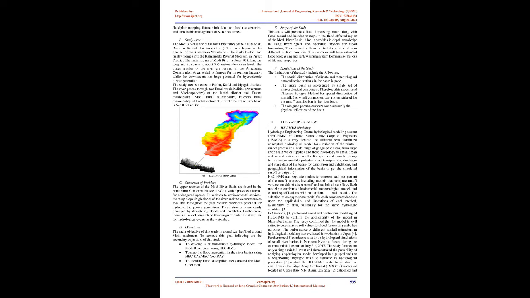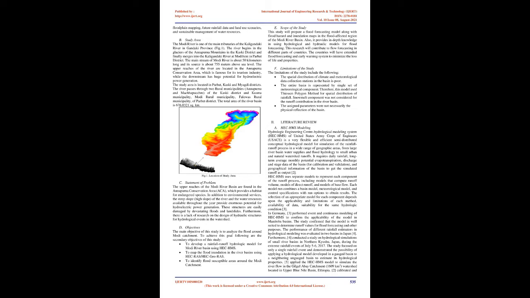The upper reaches of the river are located in the Annapurna Conservation Area, which is famous for its tourism industry, while the downstream has huge potential for hydroelectric power generation. The study area is located in Parbat, Kaski, and Myagdi districts. The river passes through two rural municipalities, Annapurna and Machhapuchchhre, of the Kaski district and Kushma municipality, Modi rural municipality, Phalewas rural municipality, of Parbat district.